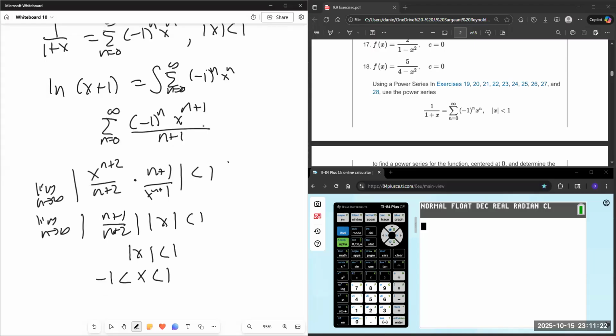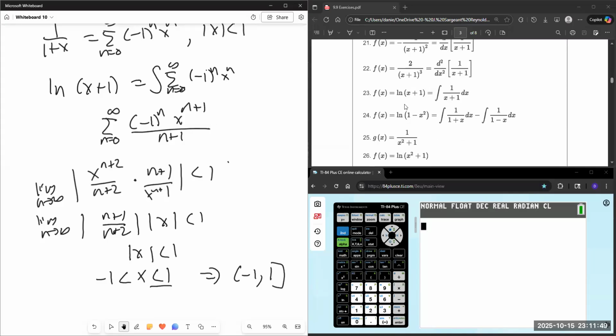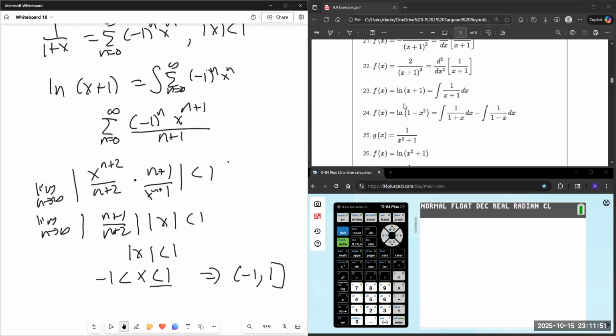If I stick in 1, 1 to the n plus 1 goes away, leaving (-1) to the n over n plus 1. That is going to be conditionally converging because the limit of the nth term goes to 0, and it's a decreasing series. So this gives an interval of convergence of -1 open on that side to 1 closed on that side. So that was number 23. Let's look now at number 39.